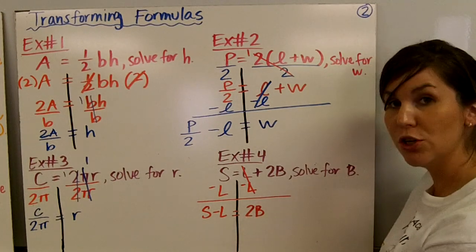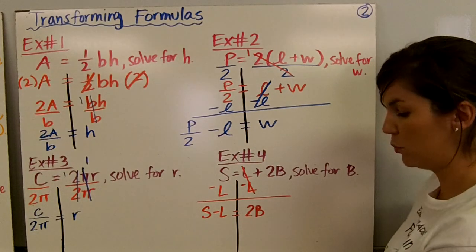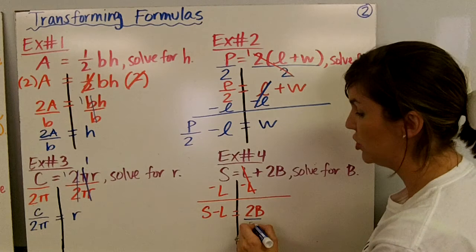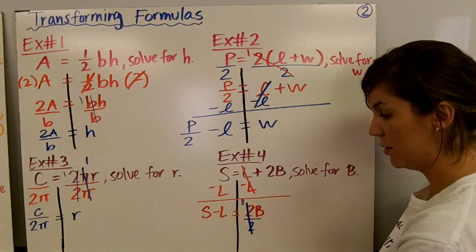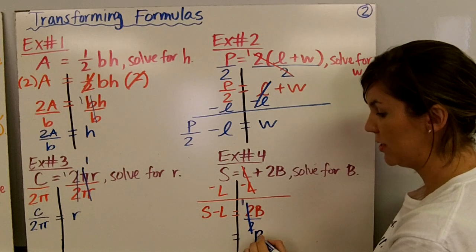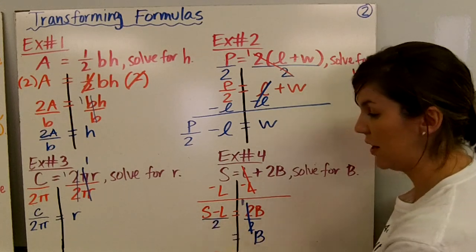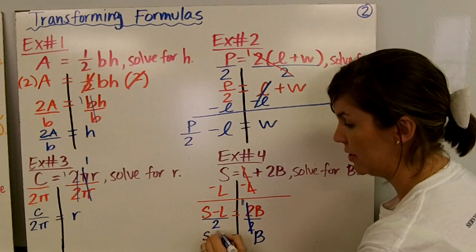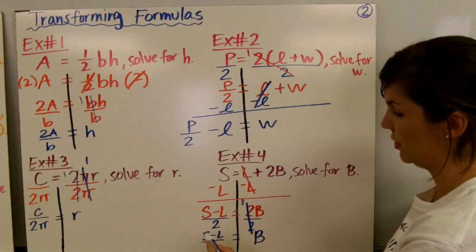I need to get rid of the 2 that's in front of the B. So it's 2 times B. The opposite will be to divide. Divide by 2 because I want B to stay there. 2 divided by 2 is 1. 1 times B is just B. S minus L also gets divided by 2. S minus L over 2. And this would be your final answer.